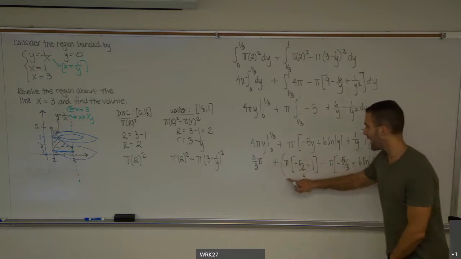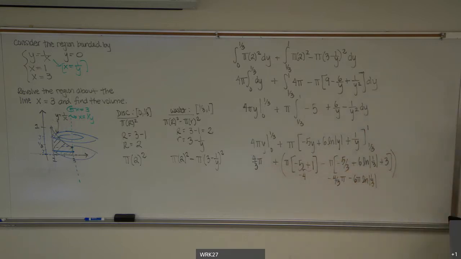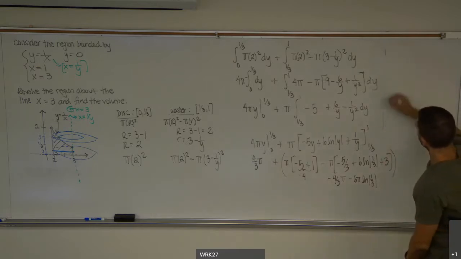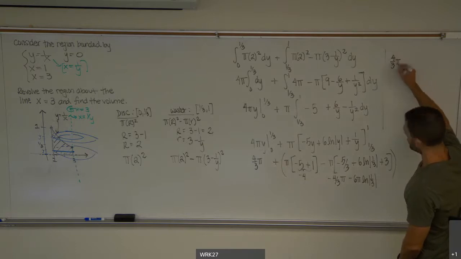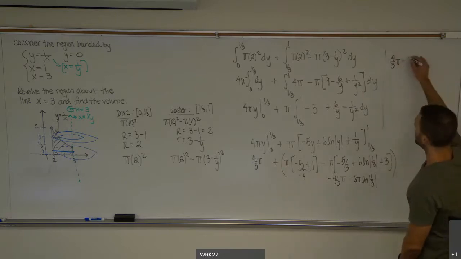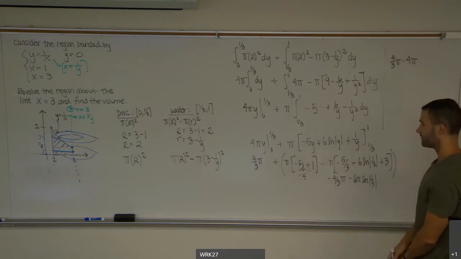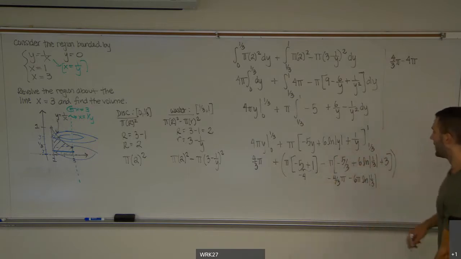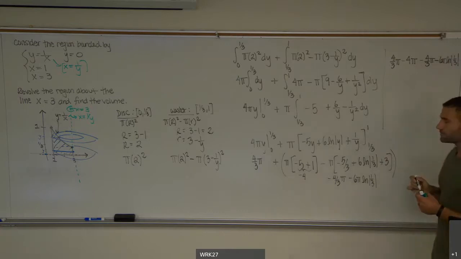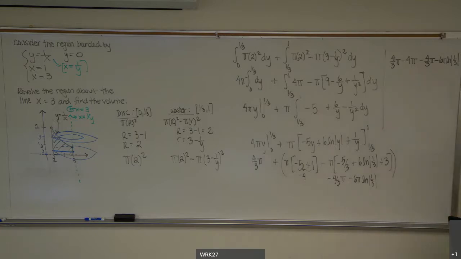Then we need to take this and add all of this. And so what do we get? We get 4/3 pi minus 4 pi minus 4/3 pi minus 6 pi ln of 1/3. And so now we get the volume of the solid.